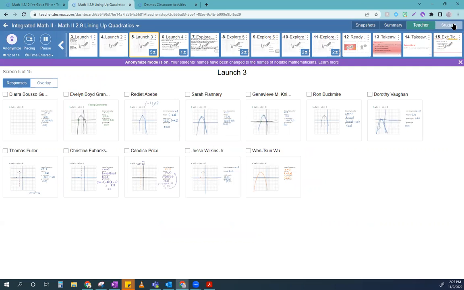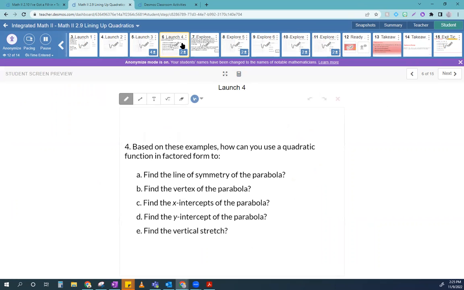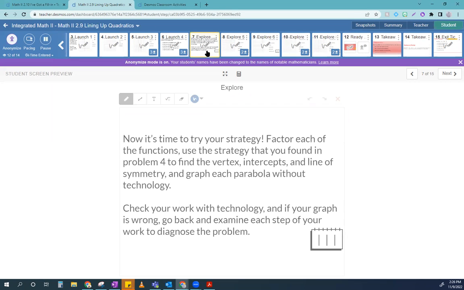Okay, so then I'm gonna go over here. Yeah, right here. So based on the examples, how can you use the quadratic form to find the line of symmetry, find the vertex, find the parabola, find the x-intercept, and the y-intercept? Okay, so I'm going to answer this question after I go through a couple more of these, because I want this to be something that you figure out on your own and not me tell you, right? So now it's your turn. Try the strategy, factor each of these functions and use the strategy you found in problem 4 to find the vertex, and so on.